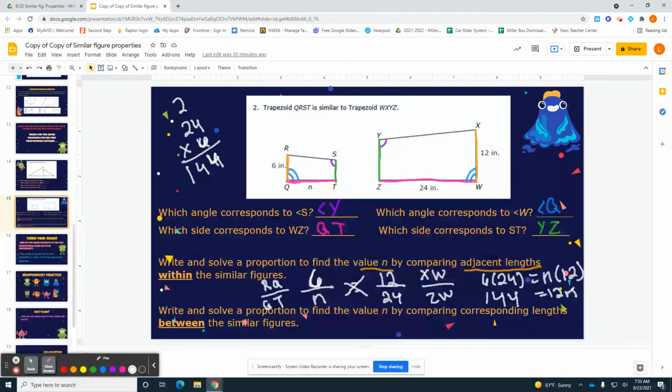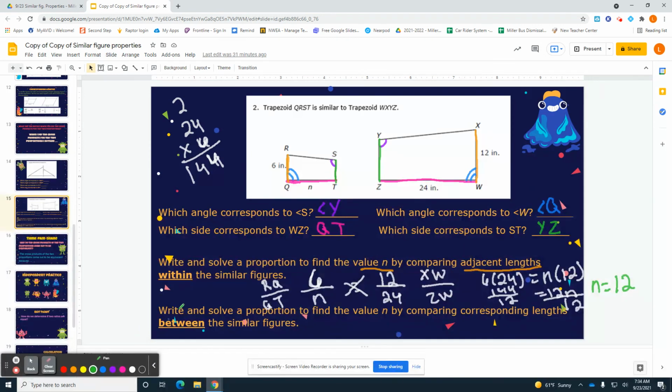So 144 equals 12n. Now I have to divide by my number in front of the variable to get my answer. So let me change the color so I can write it here. So n equals 12. Okay. And I am going to have to erase this so we can do our next one. So let me rewrite this part. Try to write it a little bit smaller, see if it works. So 144 over 12. All right. So now we're going to do this next section.